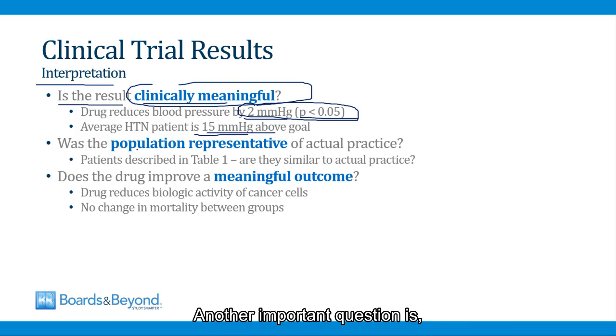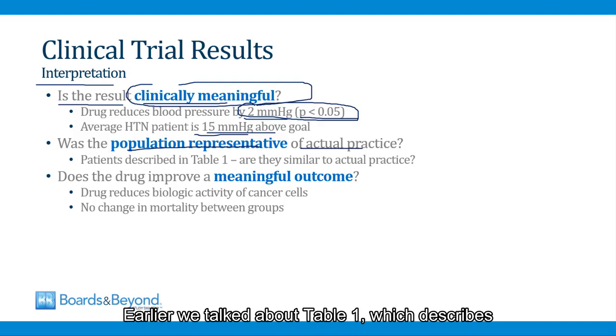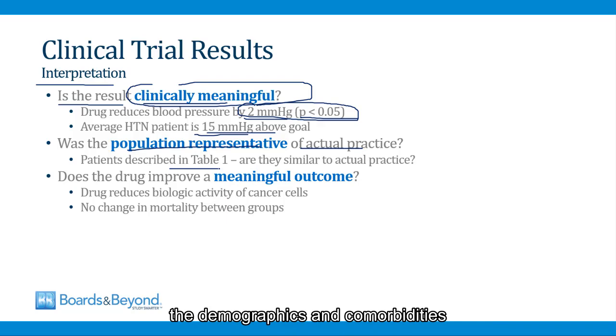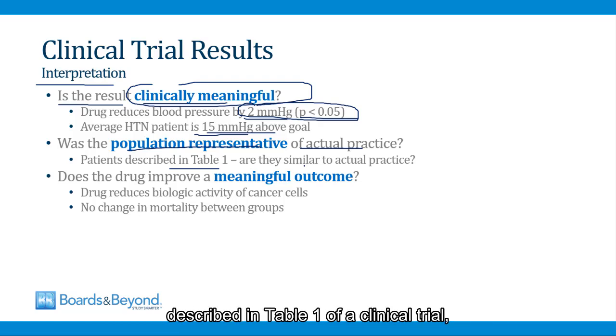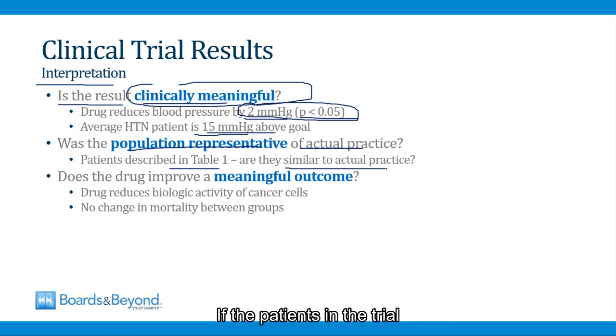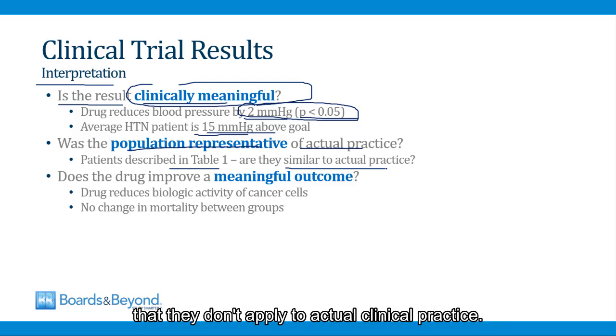Another important question is, was the population representative of actual practice? Earlier we talked about Table 1, which describes the demographics and comorbidities of clinical trial patients. You always want to ask yourself, are the characteristics described in Table 1 of a clinical trial similar to actual practice? If the patients in the trial are much older or much younger, or if they're much healthier or much sicker than actual practice, this could make the results such that they don't apply to actual clinical practice.